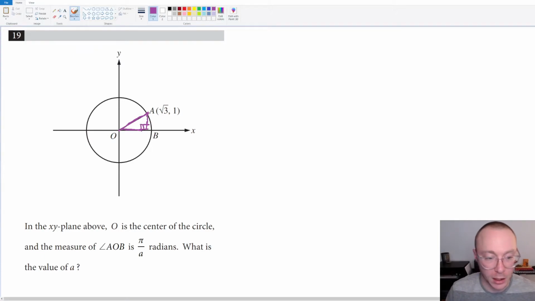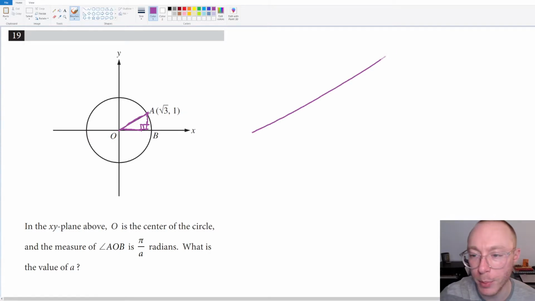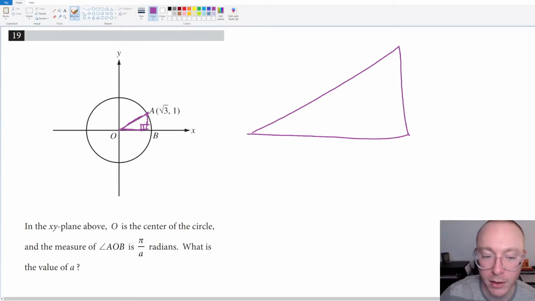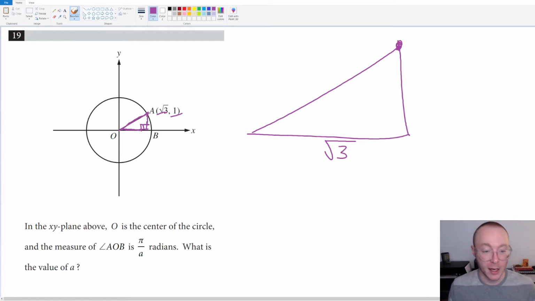Now, let's try to make that triangle a little bit bigger. And let's see what we know about it. Well, if we know the x and y coordinates of point A, which is essentially here, we kind of know the base and the height of this triangle, right? The x coordinate, radical 3, this is going to be your base of the triangle. And the y coordinate 1, this is going to be the height of your triangle.